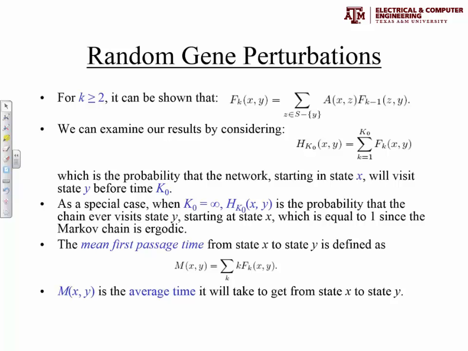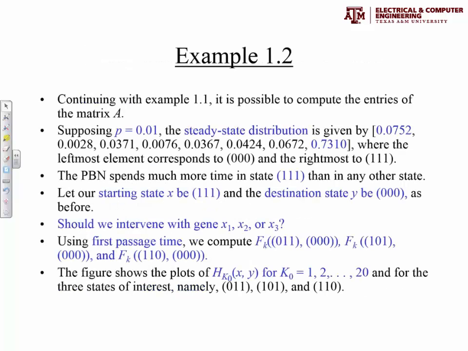This is the good old formula for calculating the mean of a discrete random variable, and this is called the mean first passage time, Mxy, the mean first passage time from state x to state y. So Mxy is the average time it will take to get from state x to state y. Here you would like to minimize the mean first passage time. y is fixed, the destination is fixed. I'm going to flip one gene in x and I will get different states. Which one is going to give me the minimum mean first passage time? That's the question that we are going to ask ourselves.